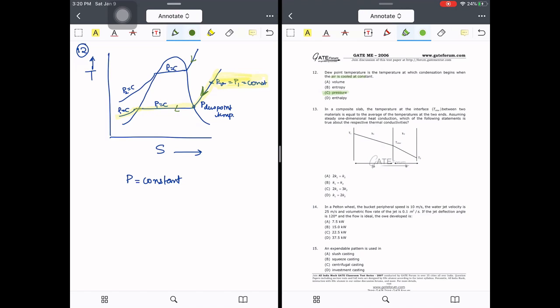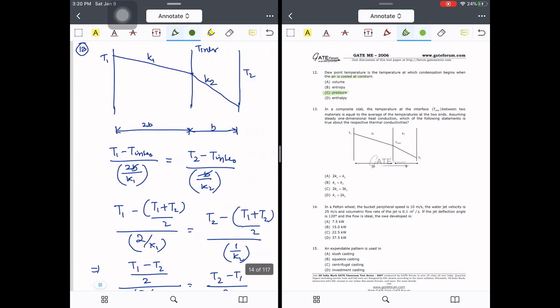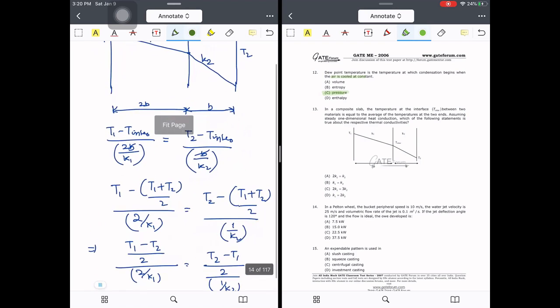So here the flow of the diagram will be in this direction. Entirely, pressure remains constant, and there is a chart called the psychrometric chart. The psychrometric chart is entirely based on constant pressure. They have taken atmospheric pressure, that is 1.01325 bar, as the standard pressure, and the entire psychrometric chart has been made at a constant pressure. So the answer here will be pressure.